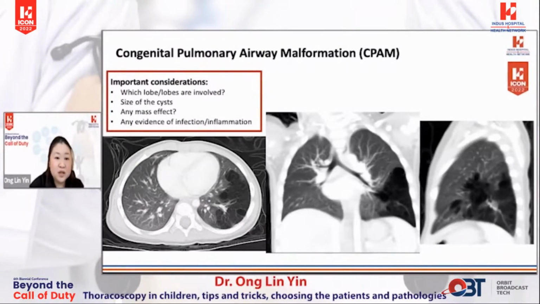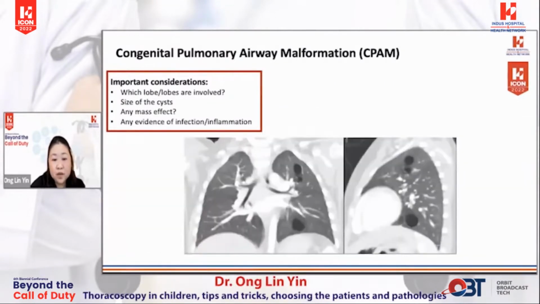There is no mass effect. There's no evidence of any infection and inflammation. In view of the size of the cyst, this would be a candidate for surgery. Compared to this, this patient has cysts of significant size. However, the cysts occupy 2 lobes, and it is not feasible to do a pneumonectomy for this patient.